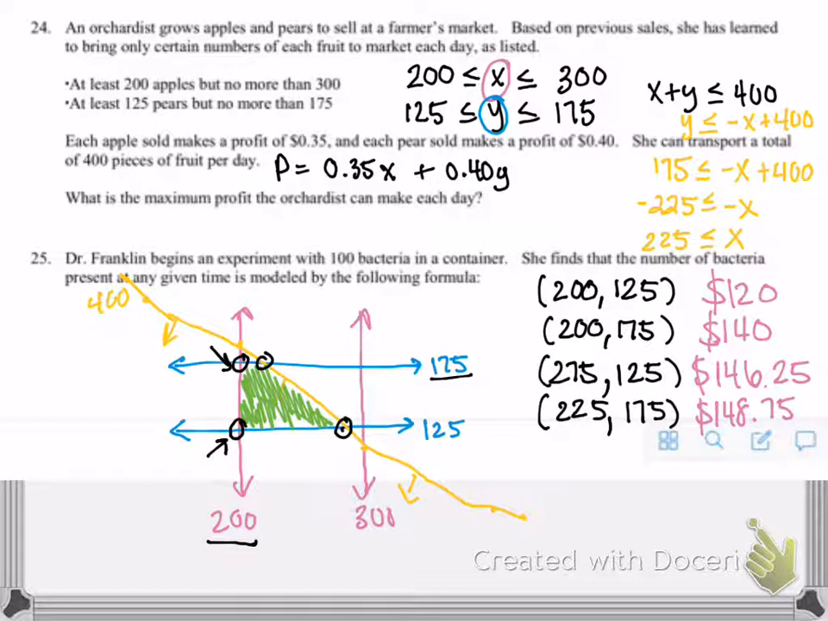So when I tried all of those in the objective function here, my maximum profit that I could achieve came from this ordered pair, where I had 225 apples and 175 pears. 225 apples at 35 cents a piece and 175 pears at 40 cents a piece gives me $148.75. So that is the maximum profit that the orchardist can make each day, given the constraints that we talked about here.